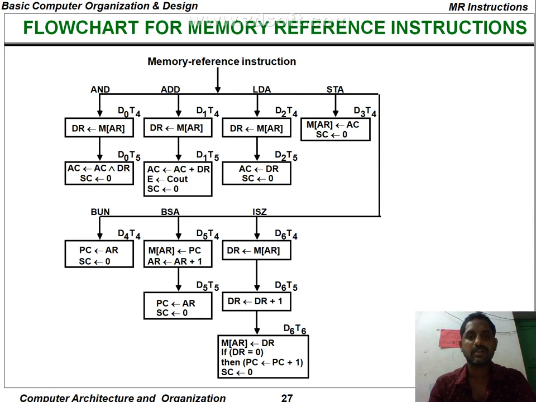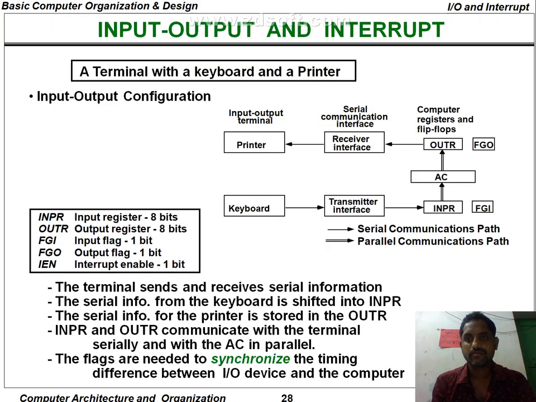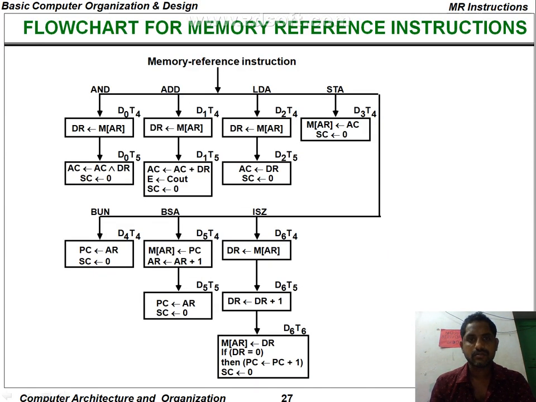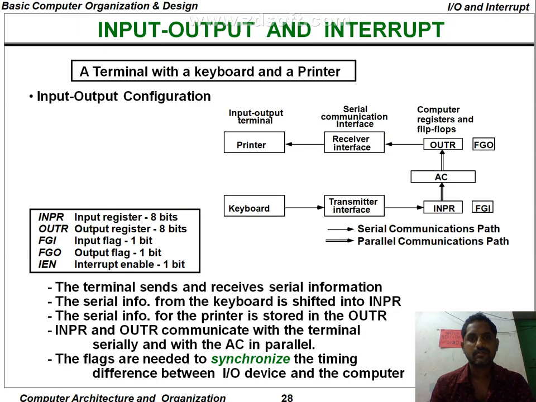So to perform the different types of operations, this is how the memory will be referenced for the particular instructions. Okay. The flowchart of memory reference instructions. Okay. Next, go to the input and output and interrupt.